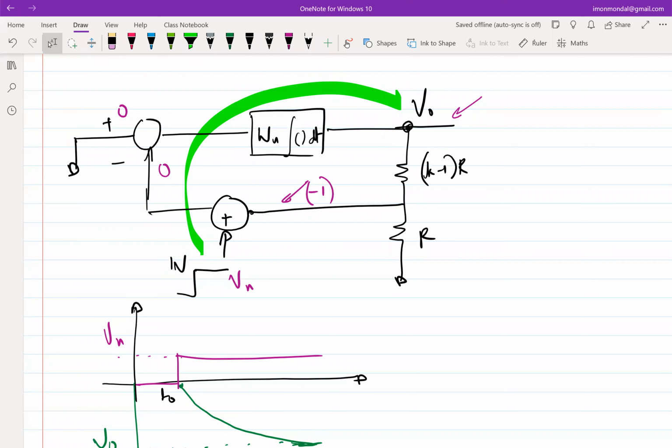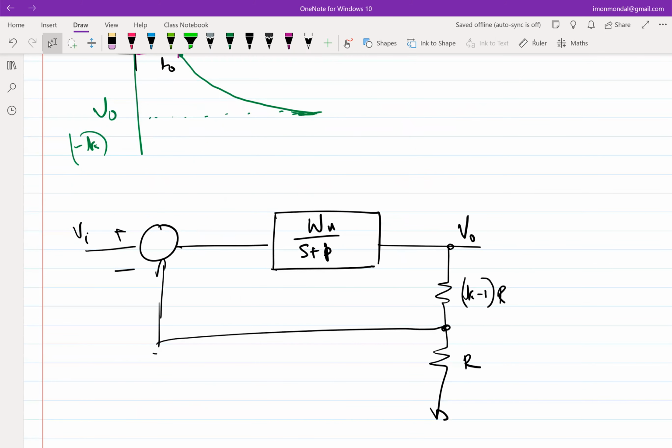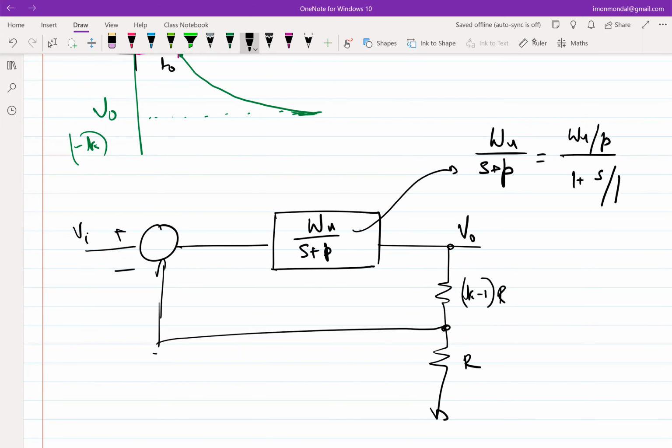Okay. So before going into that non-DC input, let me walk you through what's going to happen if, let's say, the integrator is not ideal. Which essentially means that the integrator has a finite DC gain. So one way of modeling that is I say that the integrator transfer function is omega u by s plus p, which means I can say this is omega u by p by 1 plus s by p.